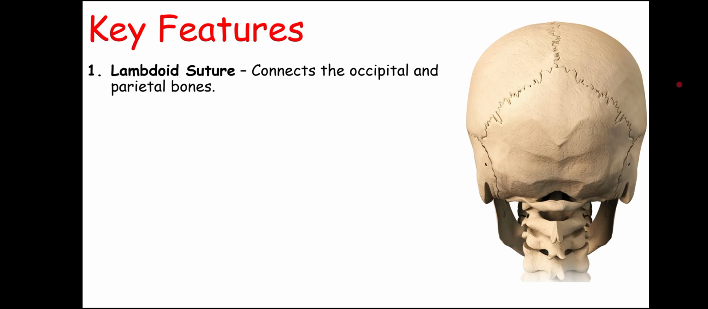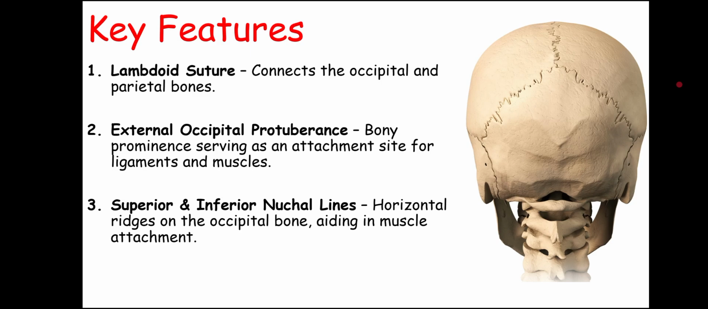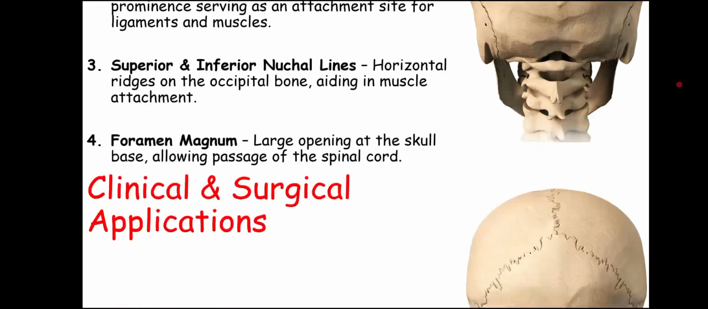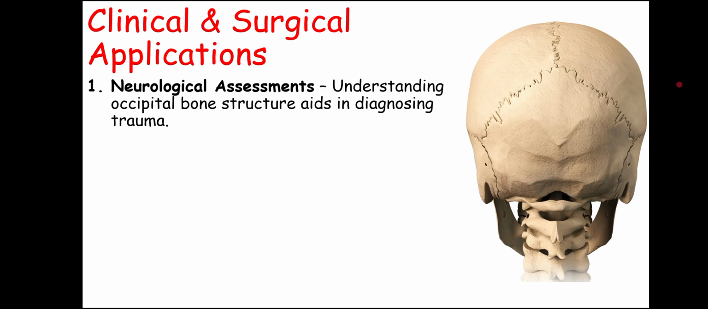Now let's talk about the key features of Norma Occipitalis. Key features include lambdoid sutures that connect the occipital and parietal bones. It also includes the external occipital protuberance, that is a bony prominence serving as an attachment site for ligaments and muscles. It also includes the superior and inferior nuchal lines that are horizontal ridges on the occipital bone aiding in muscle attachment. And it also includes the foramen magnum, that is a large opening at the skull base that allows passage of the spinal cord.